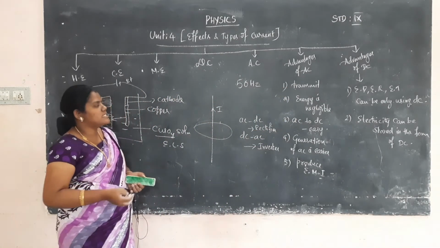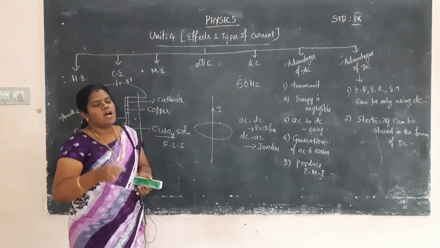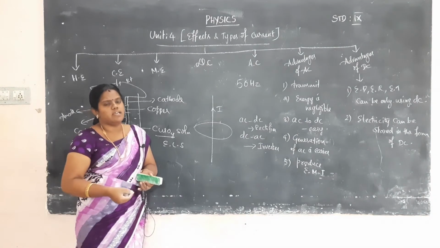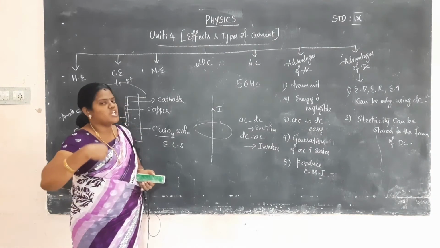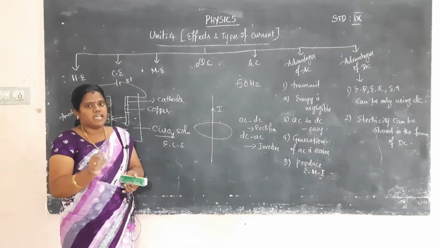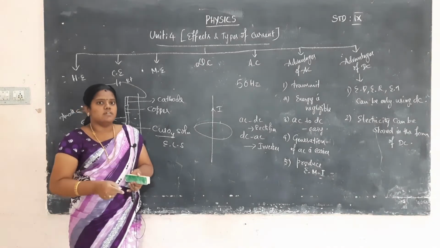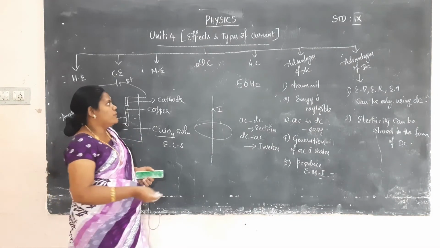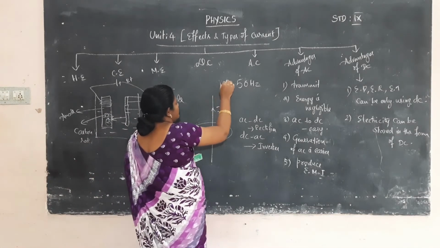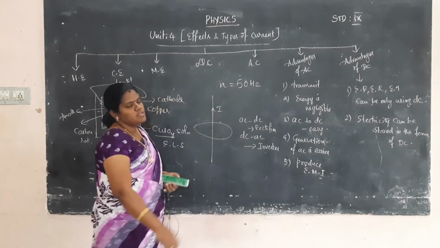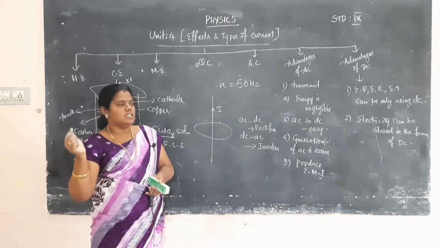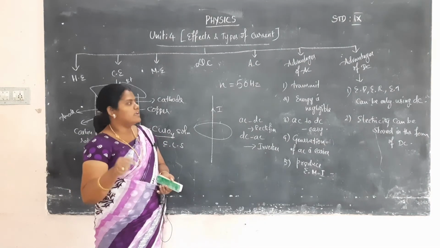So frequency is the number of vibrations per second, or the number of oscillations in a particular second. So the current changes its direction 50 times in 1 second. The frequency of alternating current is 50 Hz. Okay. So frequency is the number of changes in direction in an alternating current, and that is 50.